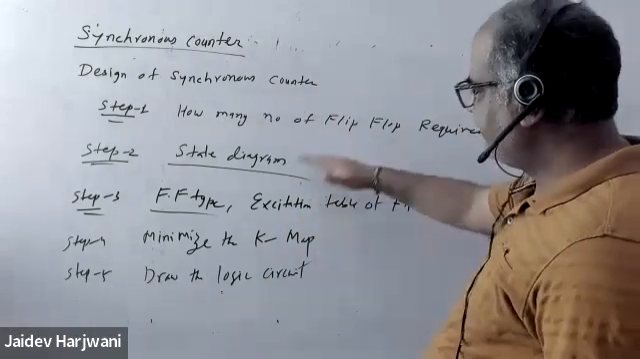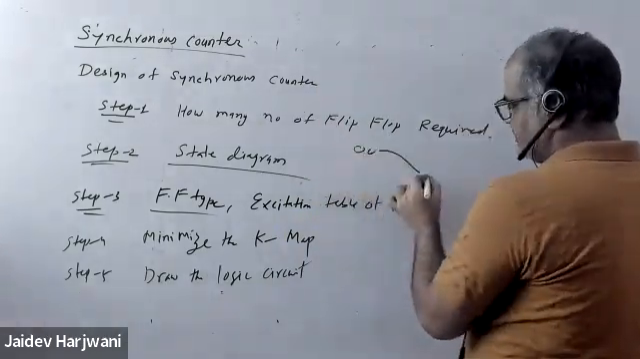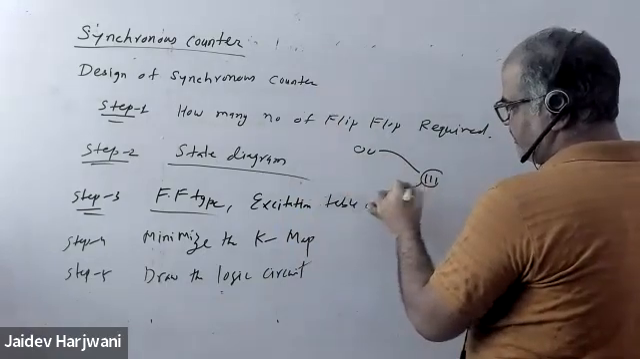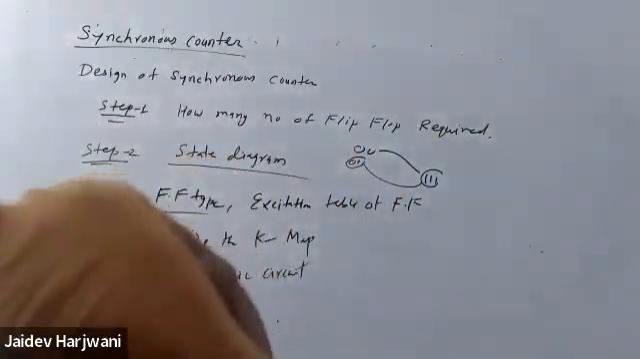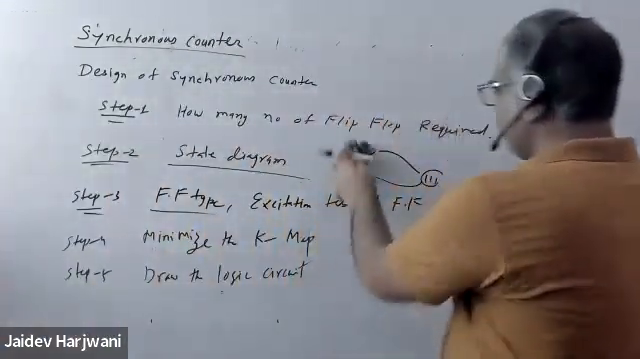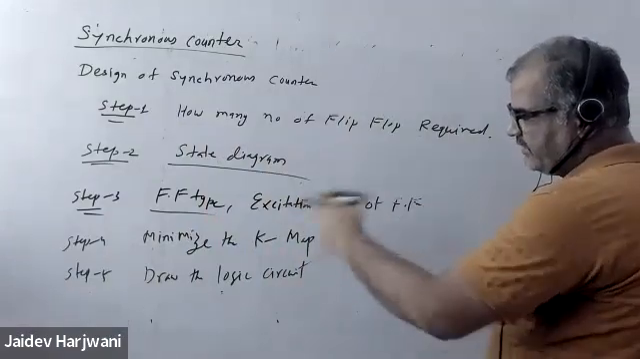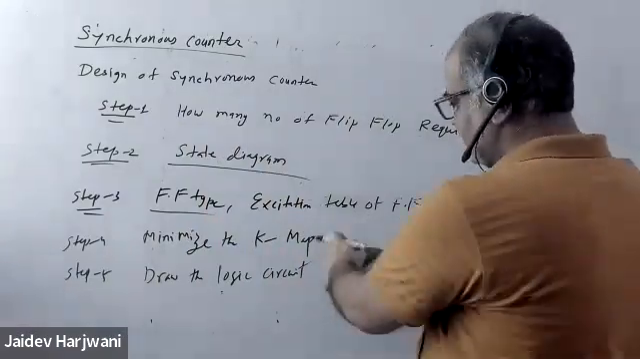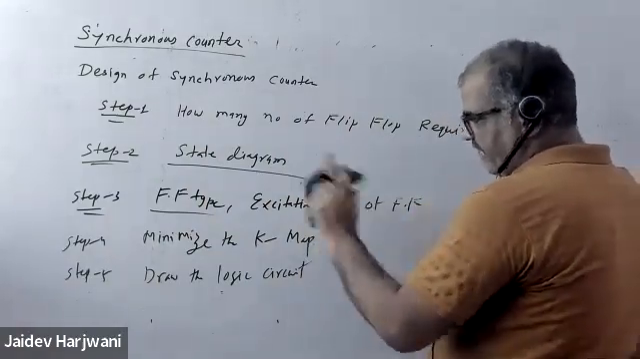State diagram means, as we'll discuss, like you are going from 0 to 7, or you're going from 7 to 0. That diagram you have to make. Flip-flop type, you understand what the flip-flop type is. Now let me first tell you what the excitation table is, which is very useful to us to write the truth table and minimize the K map. So you should know the excitation table of every flip-flop.